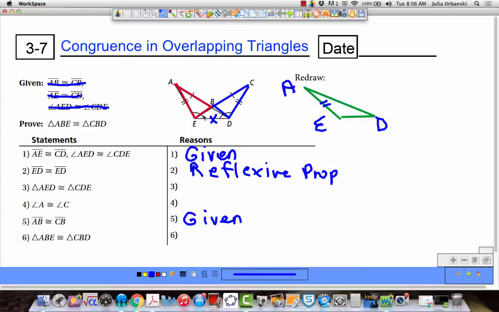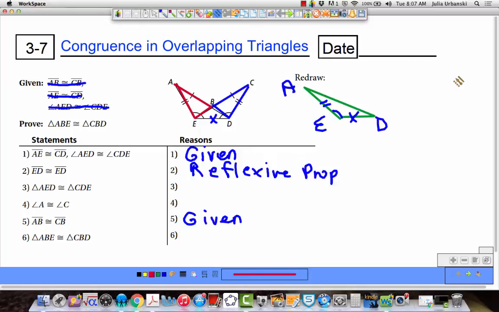See this angle right here that goes all the way across? That's the same angle as right here. And then see how ED has a reflexive? Put that in this one as well. Okay, so you have to isolate the triangles. That's the hardest part when they overlap. Before I can use it though, I have to draw the other triangle.